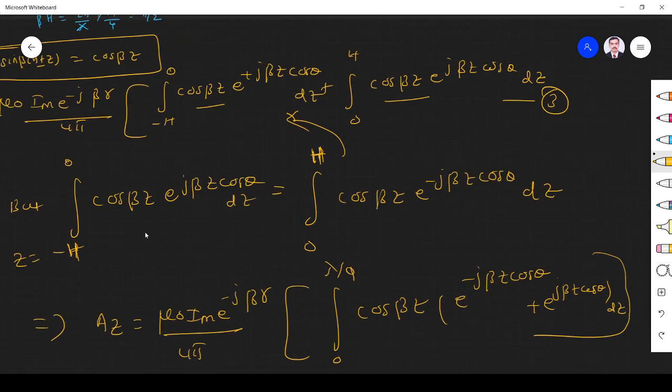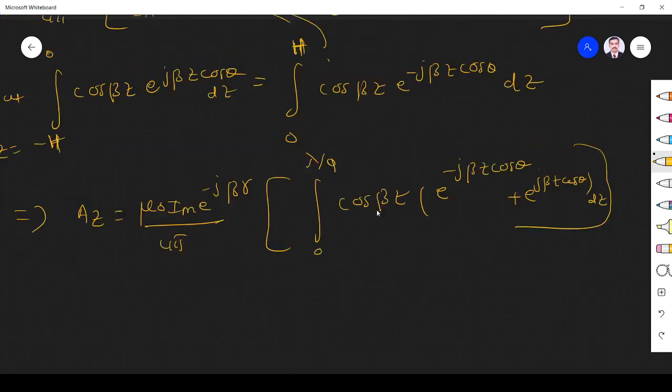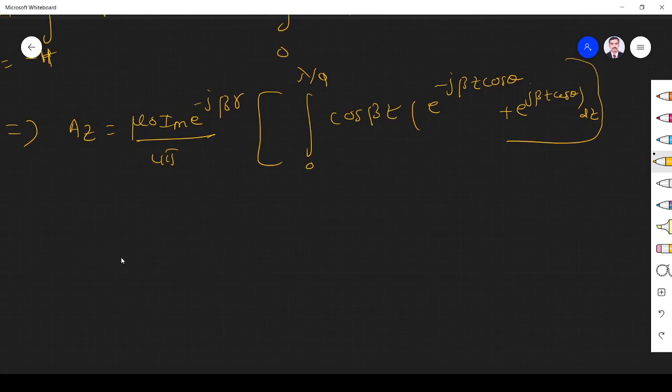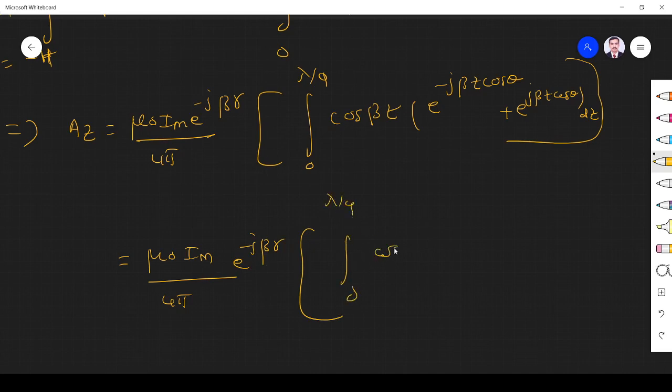Right? So understand what I am doing? Instead of this value, I substitute this value here. And cos beta z is common for both integrations, I take it outside. Right? So remaining thing is e power minus j beta z plus e power plus j beta z. Okay, now what will happen? So that will be equal to mu naught Im by 4 pi e power minus j beta r, 0 to lambda by 4 cos beta z, this e power minus j plus e power plus j, so it is 2 cos beta z cos theta dz.